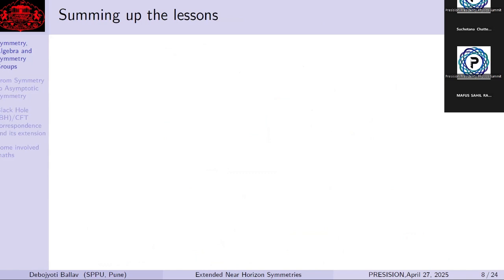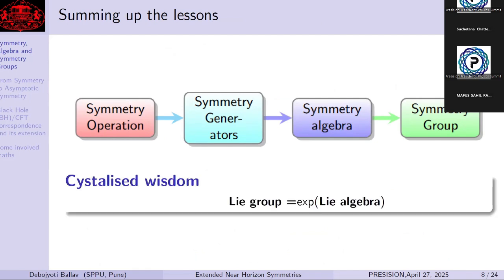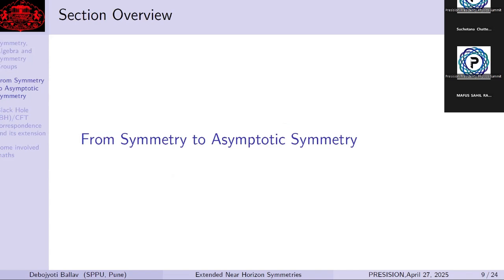So summing up the lessons we get from here, which we use throughout this talk: we have some symmetry operations, and from those we get symmetry generators. From the algebra of those generators we get the symmetry algebra, and exponentiating that algebra we get a group. So the crystallized wisdom is that the Lie group is, in a very crude way, the exponentiation of the Lie algebra. So this is the main theme. We will see this at different levels.